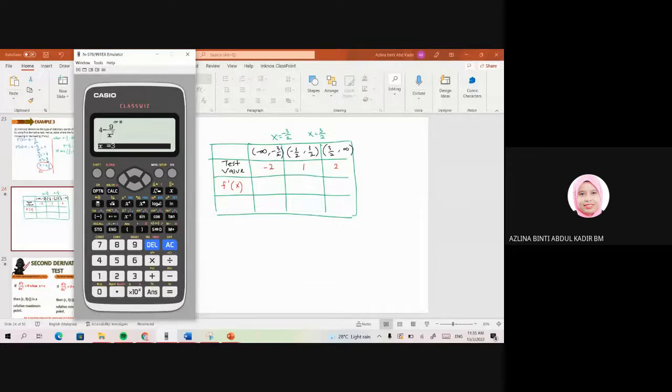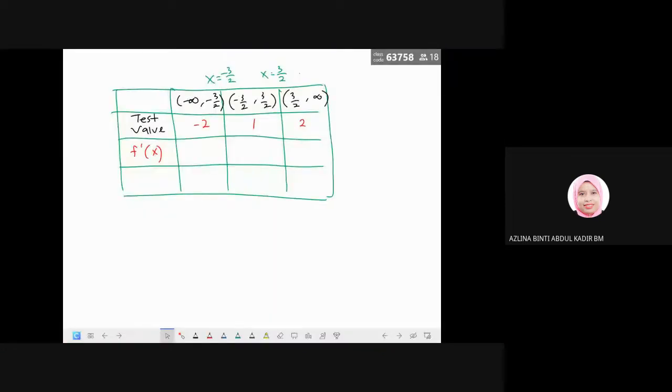C-A-L-C, calculate button. Press negative 2, equal. Value untuk test value tu, double equal, so we get 7 over 4. Positif. Saya nak simbol je, sign positif negatif. Next calculate lagi. Positive 1 equal. Dapat negatif. Calculate, 2 pula. So we get positive.